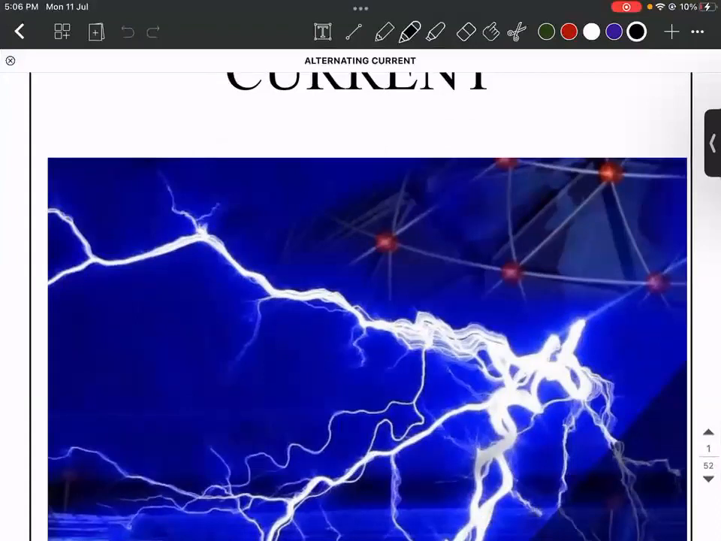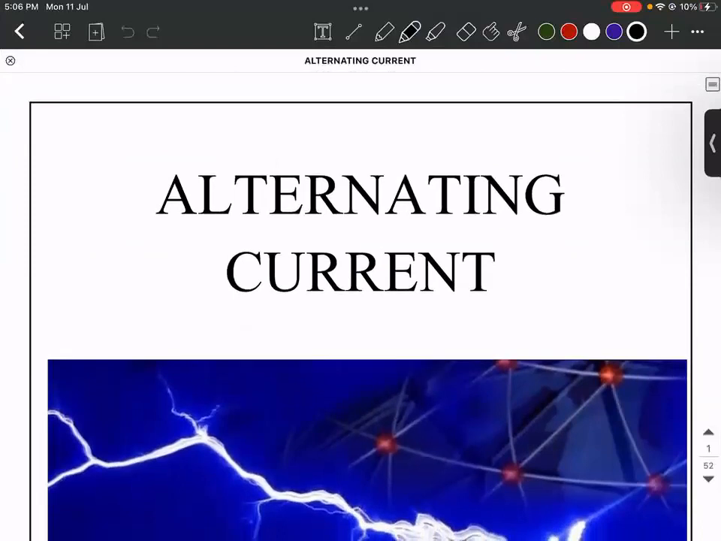Yes, sir. Okay. So we'll get started with the next chapter, that is alternating current. In our third chapter, we discussed a topic called current electricity. So there also we discussed current, and here also we are discussing current. But what is the basic difference between those two currents? There you spoke about direct current, and here you are going to speak about the current which is changing with respect to time.